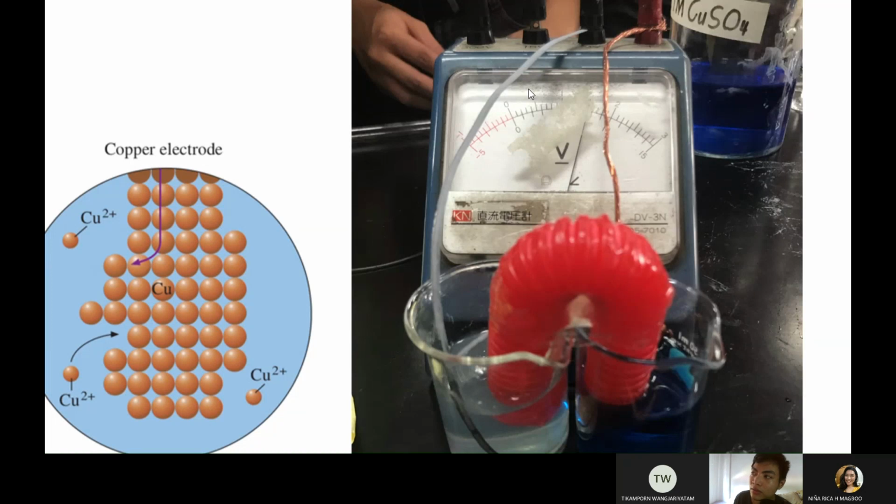If you connect those solutions in a voltmeter, there will be a potential reading. So there will be a voltage reading. Apparently this gives off around 1.5 volts of electricity. By adjusting the concentration of the ions in here, you can increase or decrease the voltage reading.